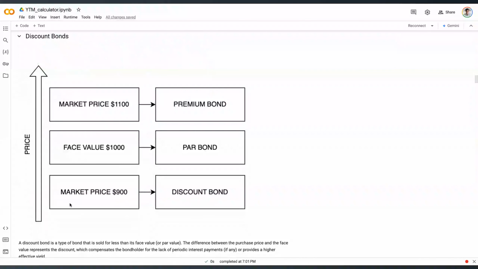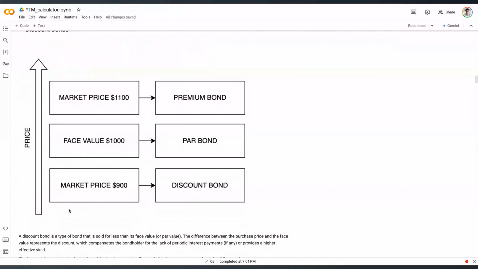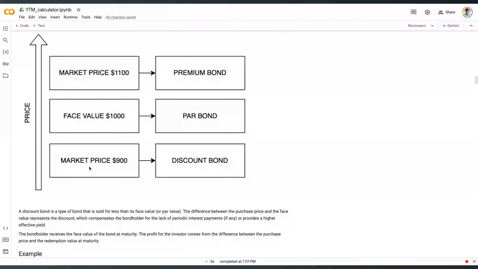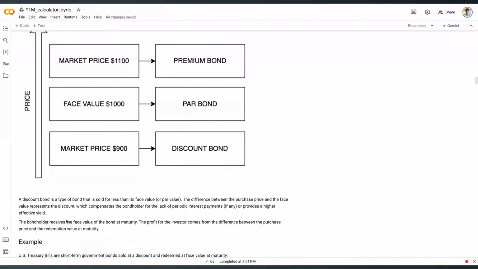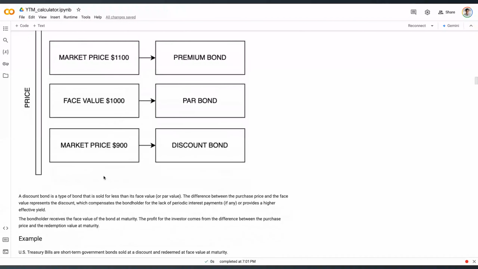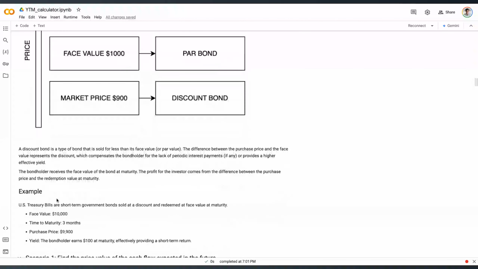Now let's talk about discount bonds. Discount bonds are bonds that are sold for less than their face value. For instance, if the market price of a bond is $900 and its face value is $1,000, this is a discount bond. They don't have coupon payments. We're focused on getting the profit from the difference between the face value and the market price.